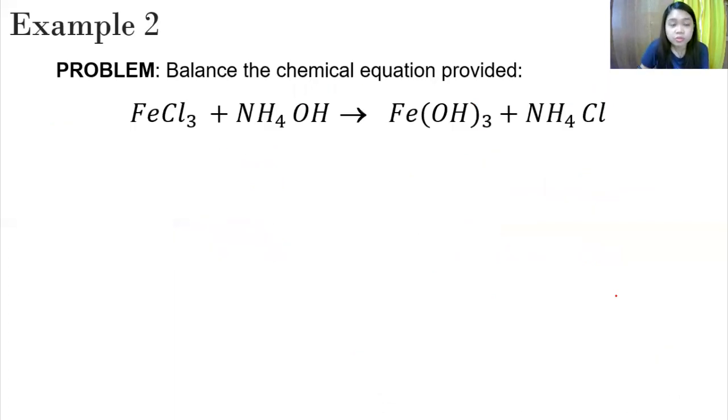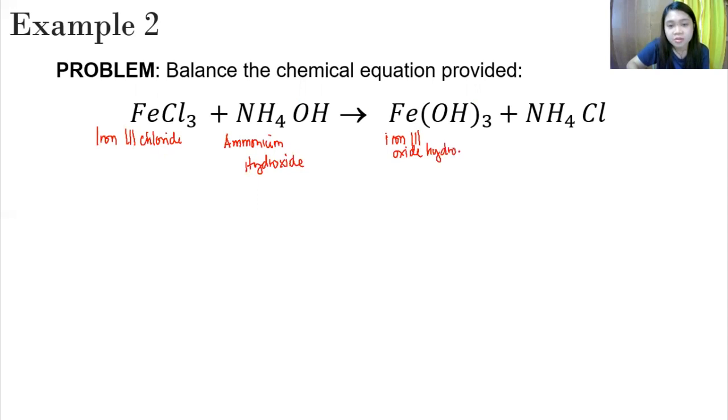Now let's go to example number 2. We need to balance the chemical equation provided. This is a chemical reaction that involves the reaction between FeCl3, which is iron 3 chloride. I just need to write the names of the chemical compounds that are involved in this chemical equation. So this is iron 3 chloride, and then it reacts with ammonium hydroxide.